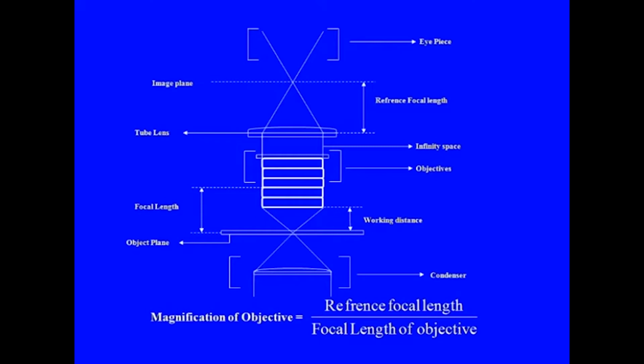One is the reference focal length, which is from the tube lens to the intermediate image plane, and then you also have to consider the focal length of the objective, that is the real focal length where you are focusing the object. So, the magnification of the objective will be given by the reference focal length divided by the focal length of the objective. So, that is how you will be determining it here.